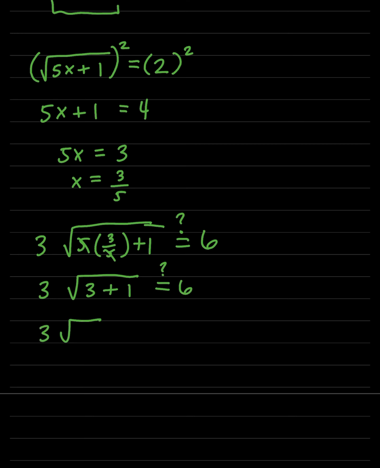This says 3 times the square root of 4. Does that equal 6? And that's 3 times 2, which does in fact equal 6. So a good idea to check your work. You don't always have to do it, but it doesn't take too long, and so it is worth doing.